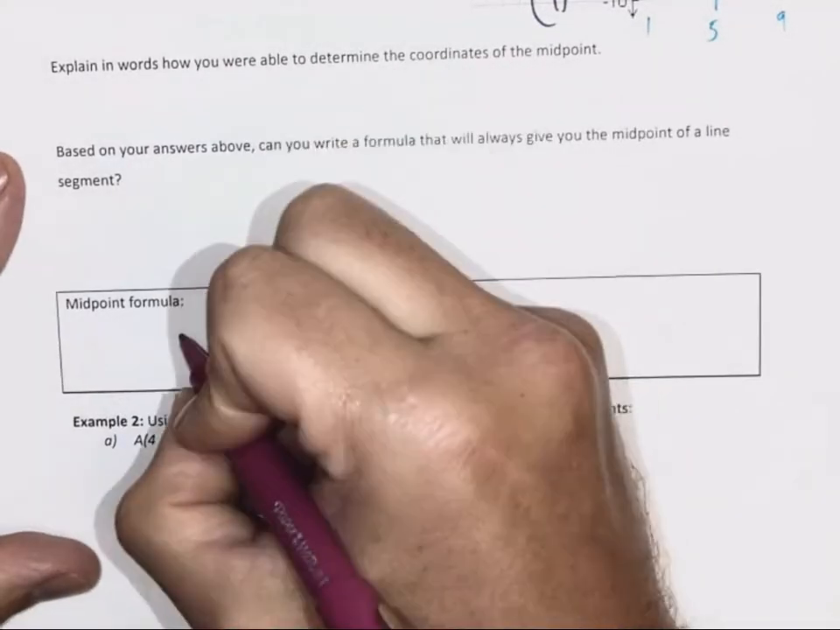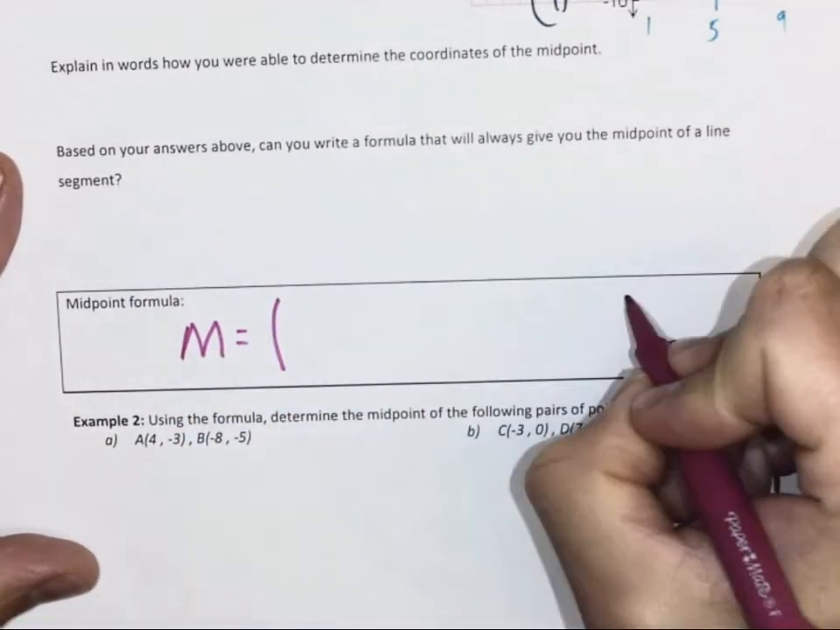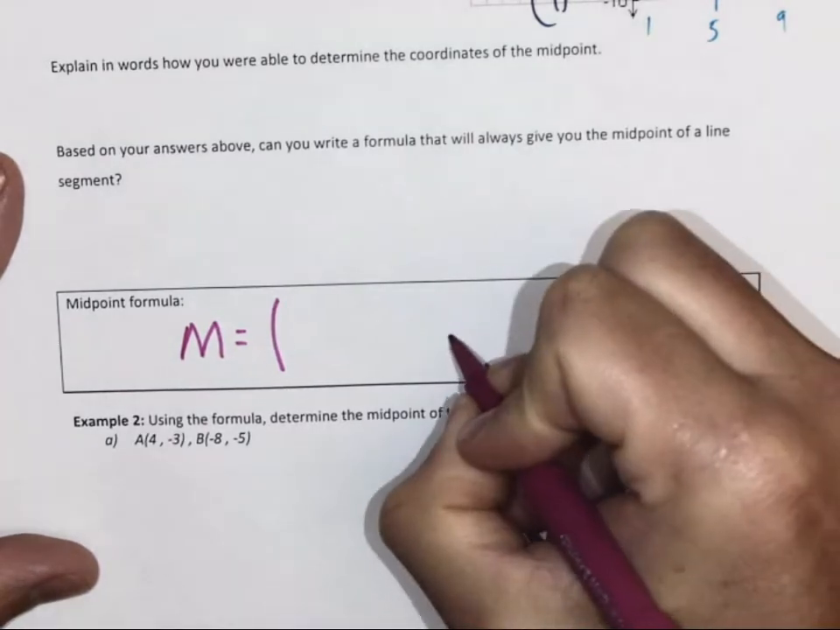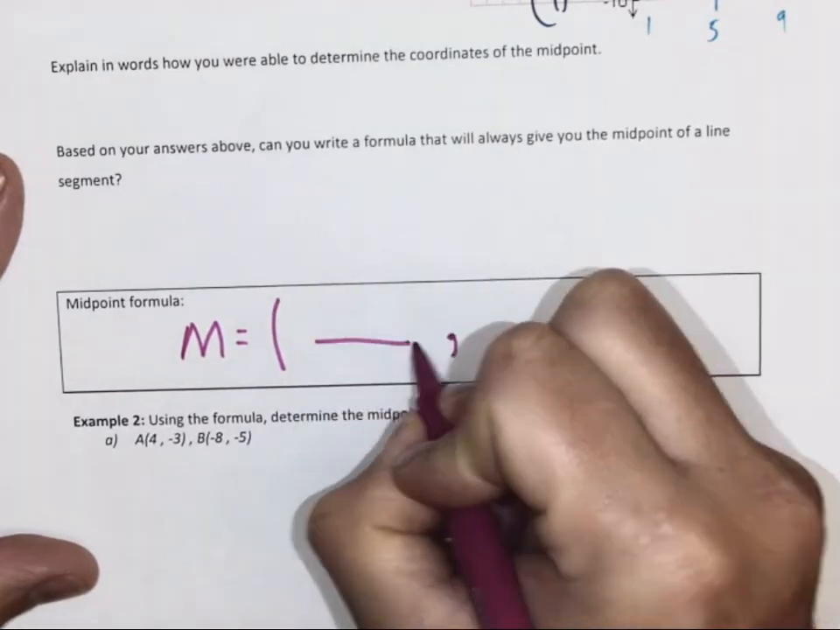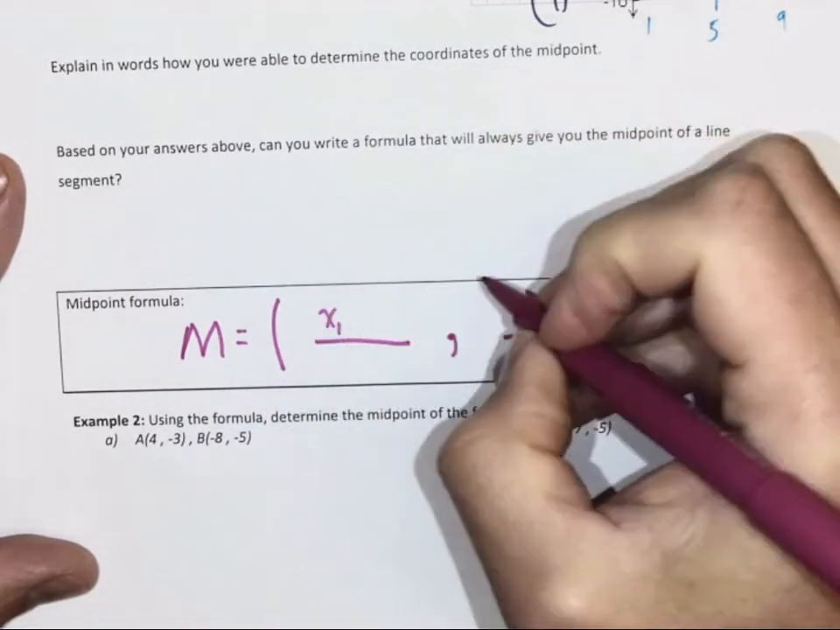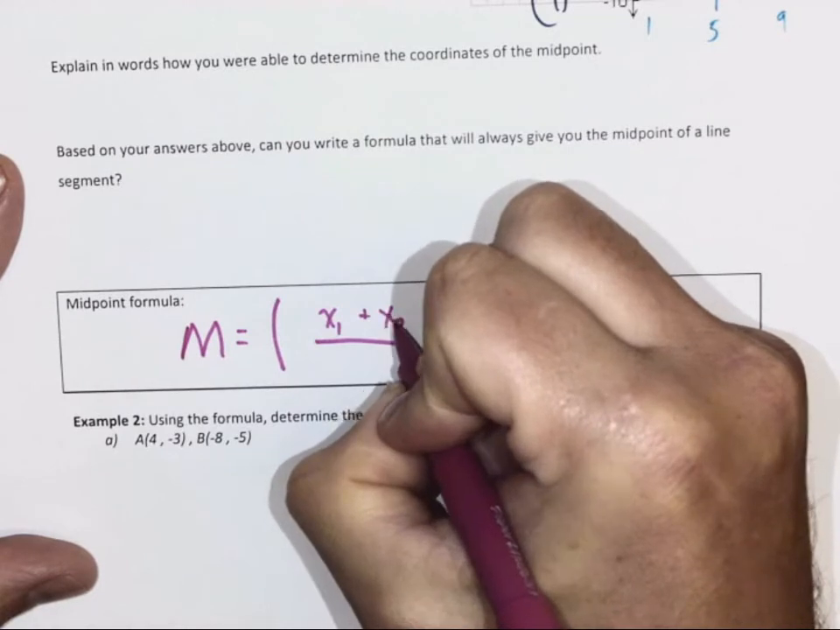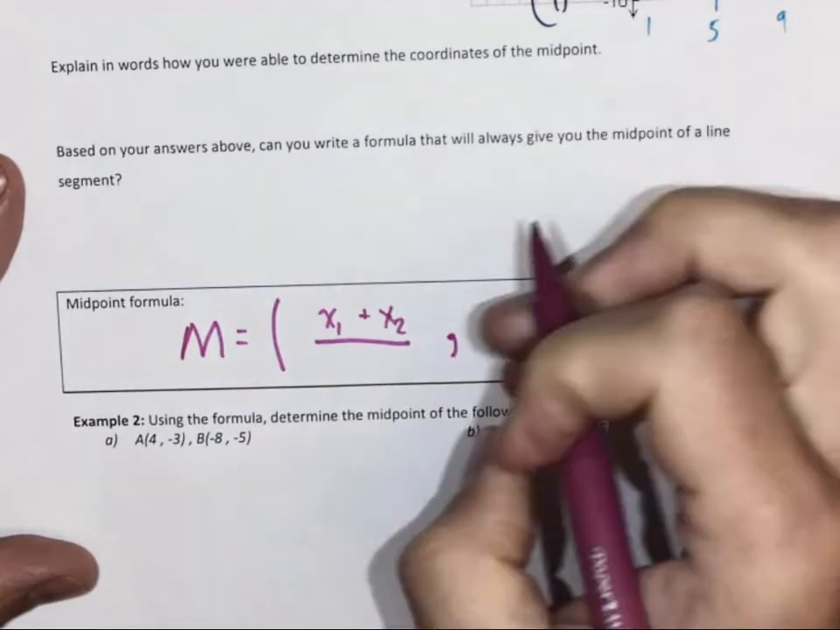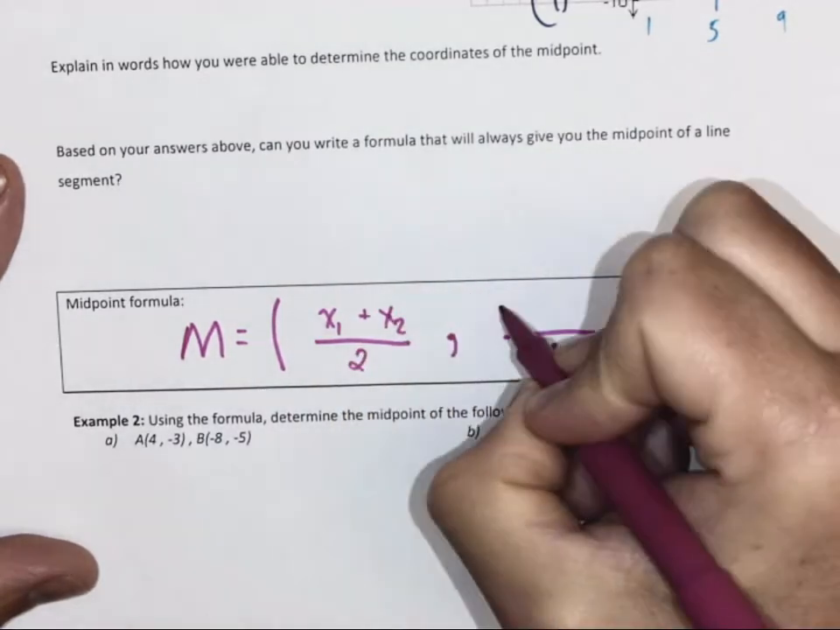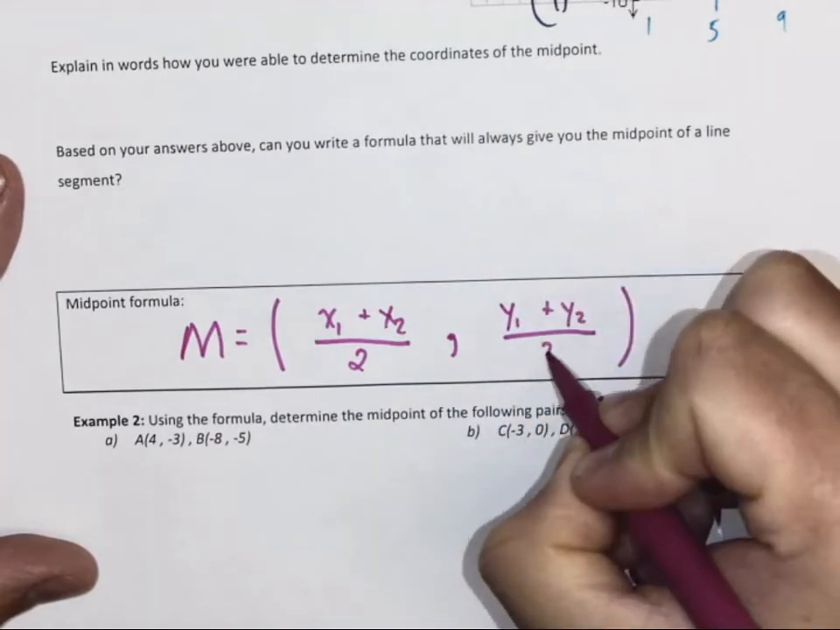So the formula for midpoint, a big capital M, because it's a point, it's going to be in brackets, it's coordinates, which means we have an x and a y. And what we're going to have is our first x value plus our second x value divided by 2. And we're going to have our first y value plus our second y value divided by 2.